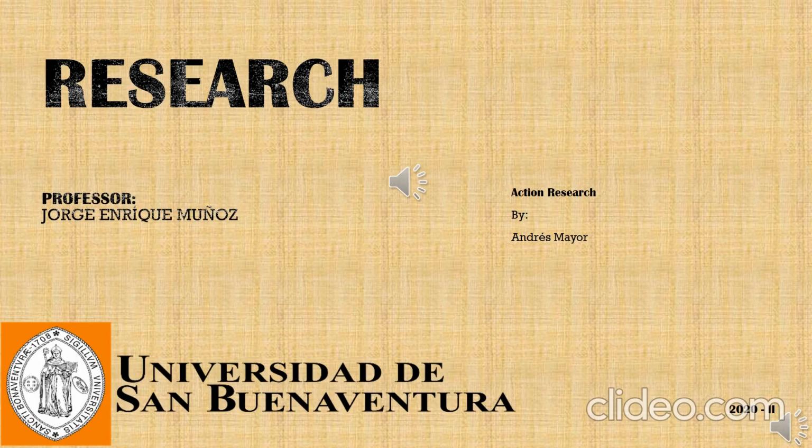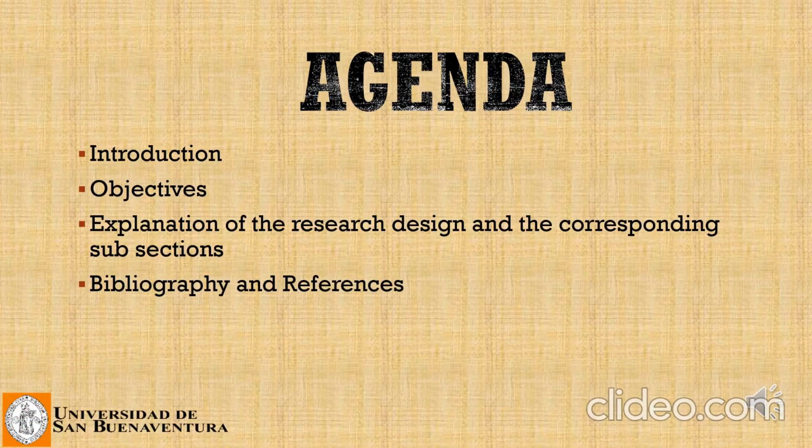Action Research. Agenda. Introduction. Objectives. Explanation of the research design and the corresponding subsections. Bibliography and references.